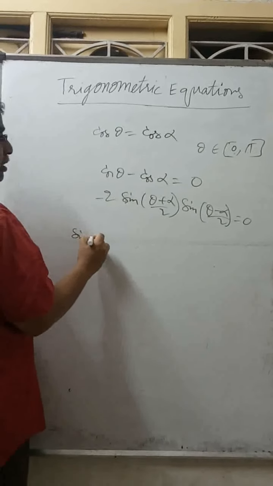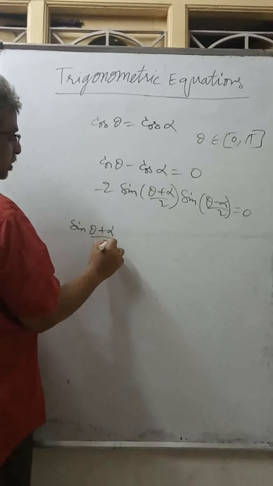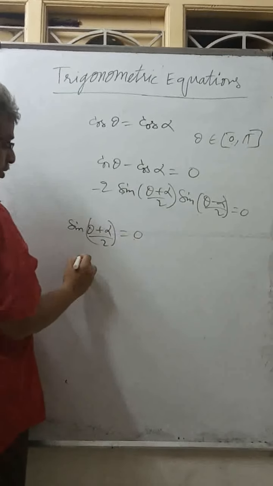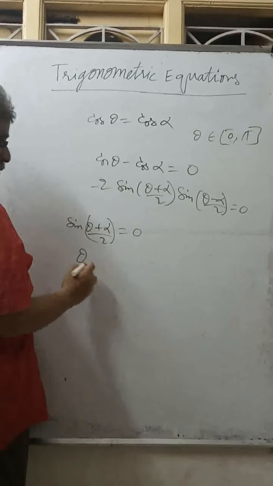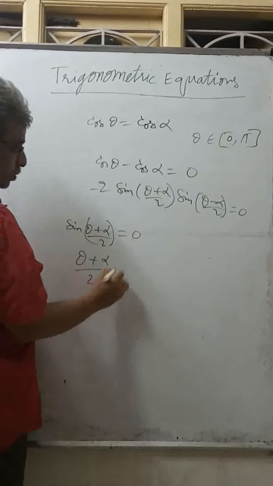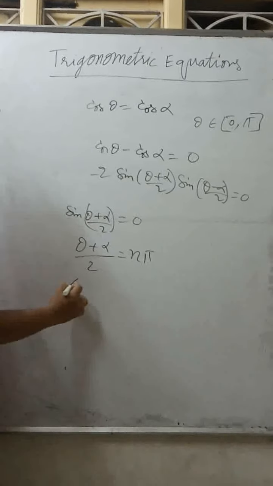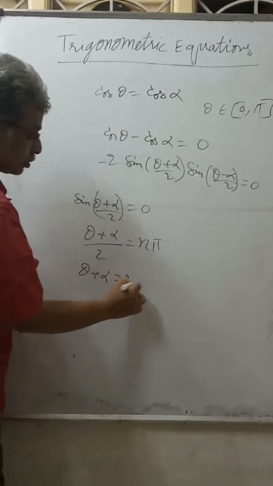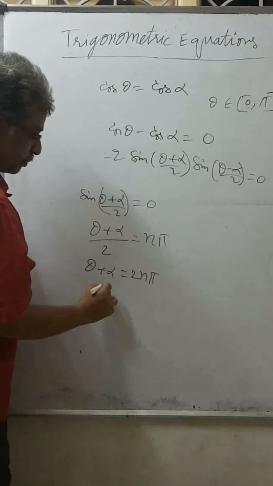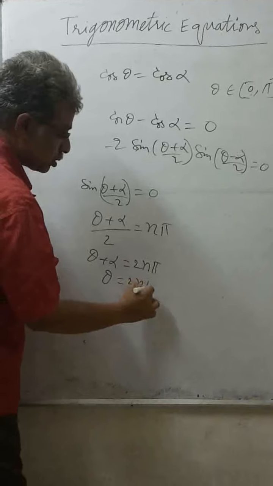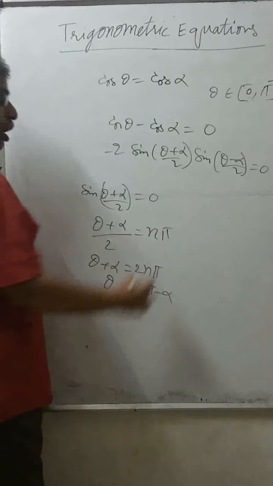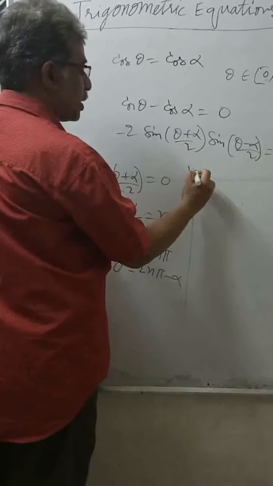If the first one is 0, sin of theta plus alpha by 2 equal to 0. According to the general solution of sin theta equal to 0, theta plus alpha by 2 equal to n pi. Now 2 goes to the other side: theta plus alpha equal to 2n pi, which means theta equal to 2n pi minus alpha.